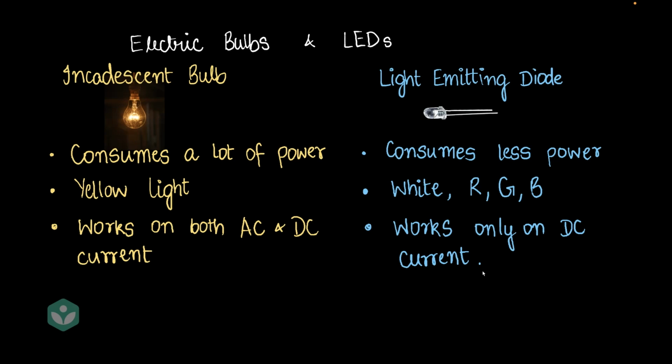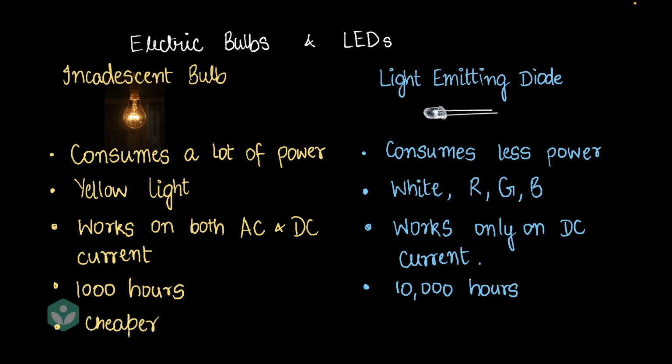Now an incandescent bulb runs for about 1,000 hours before it gets spoiled, whereas LEDs run for 10,000 hours. That's like 10 times more time, right? When it comes to price, the incandescent bulb wins. Incandescent bulbs are pretty cheap as compared to LEDs. LEDs are more expensive than incandescent bulbs. Great. Now we've gone through the pros and cons.